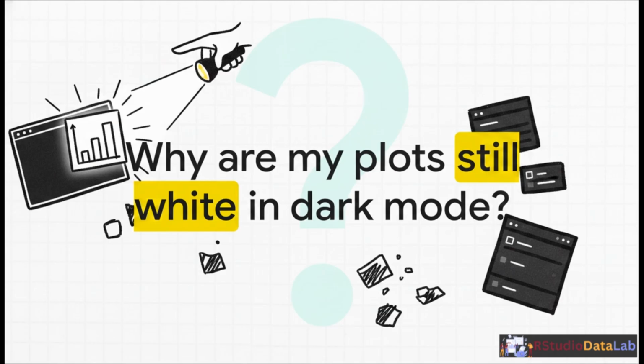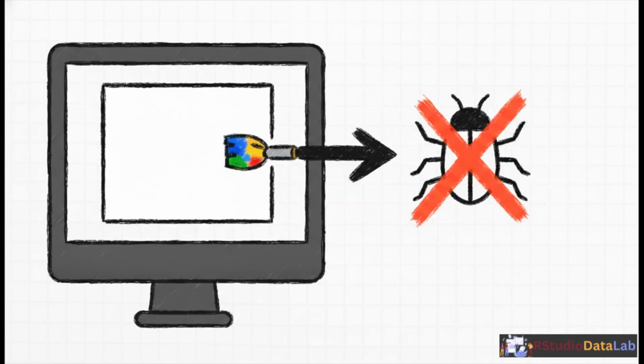So why on earth does this happen? Well, the crucial thing to understand here is that this is absolutely not a bug. RStudio intentionally separates the application framework from the actual rendered output. Your plots and viewer panes are designed to render content using the exact default colors of whatever they are displaying. Basically, they aren't going to force a dark background onto an image that is fundamentally coded to be white.